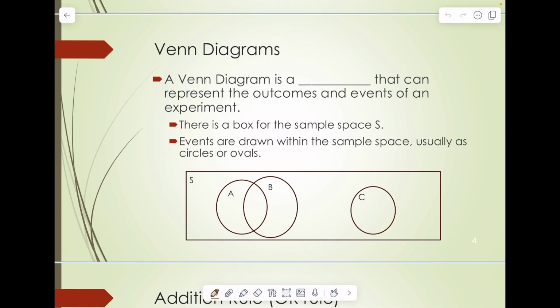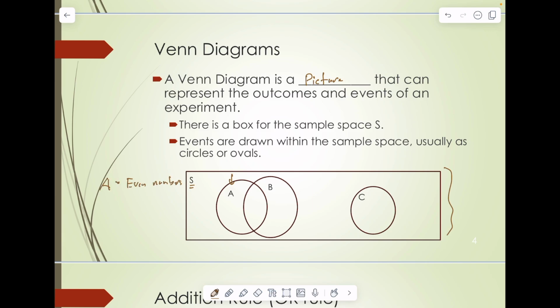A Venn diagram is a picture, some visual representation, that can represent the outcomes and events of an experiment. There's a box for the sample space. It's this box right here, S, which we'll call the sample space. And events are drawn within the sample space, usually as circles or ovals, as seen here. So we've got event A, and remember, an event is a collection of outcomes. So if this experiment were rolling a six-sided die, right, A could be even numbers.